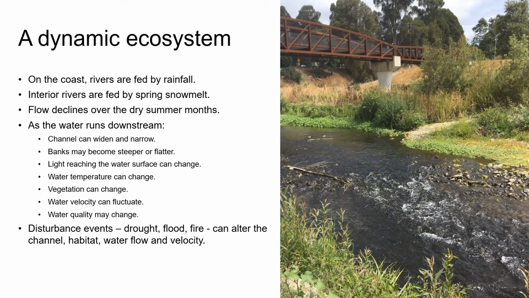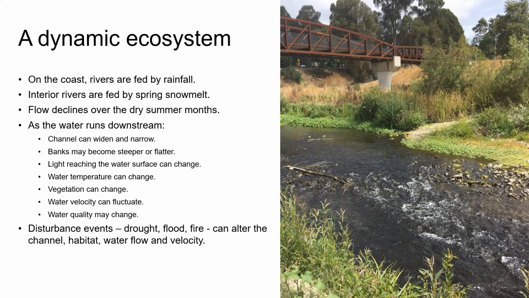All waterways on the coast are fed by rainfall. In the interior, they're fed mainly by spring snowmelt. But in all of these rivers, both inland and coastal, the flow of water declines over the dry summer months of our Mediterranean-type climate, and some rivers may run completely dry in the summer.